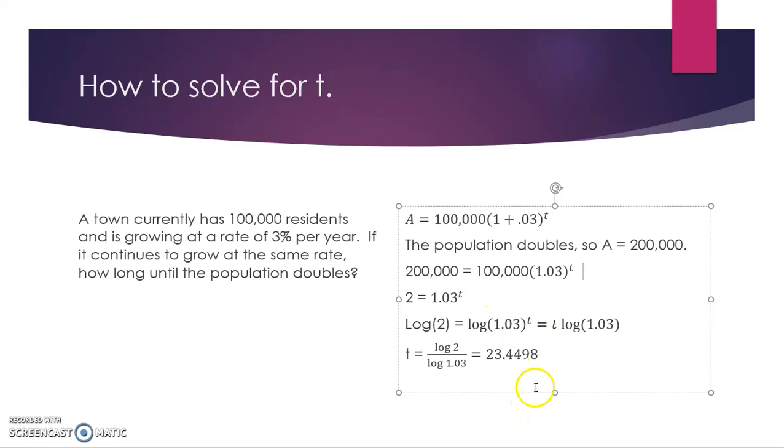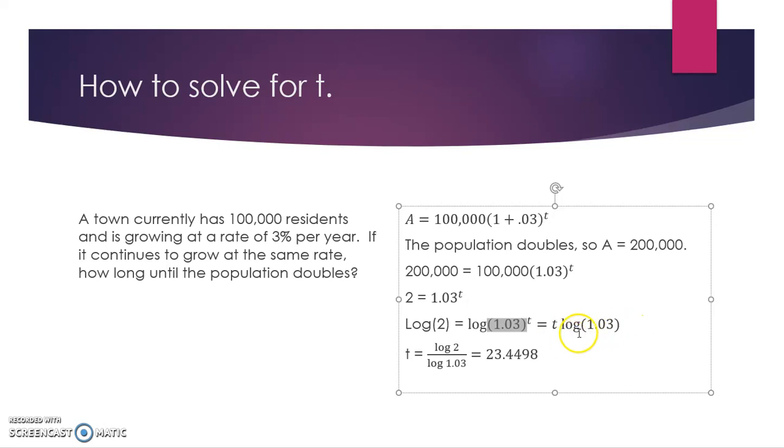Now, here's the special thing about logarithms. This is why we want to use it: if you have a logarithm, and inside of the logarithm is a power, that power moves out front. That is a special property about logarithms. So that t can be written out front. And now it's just t times log 1.03.